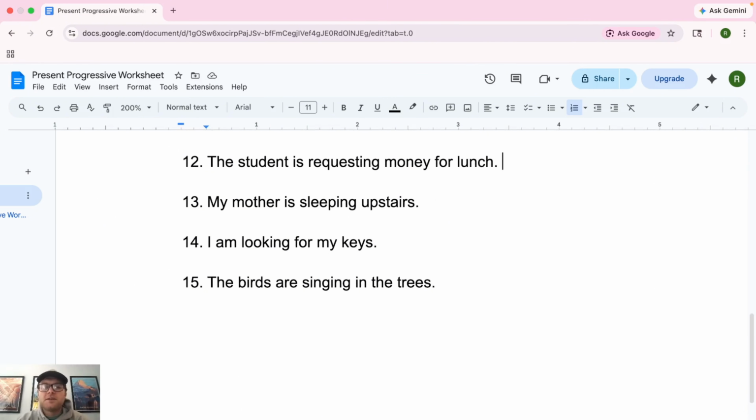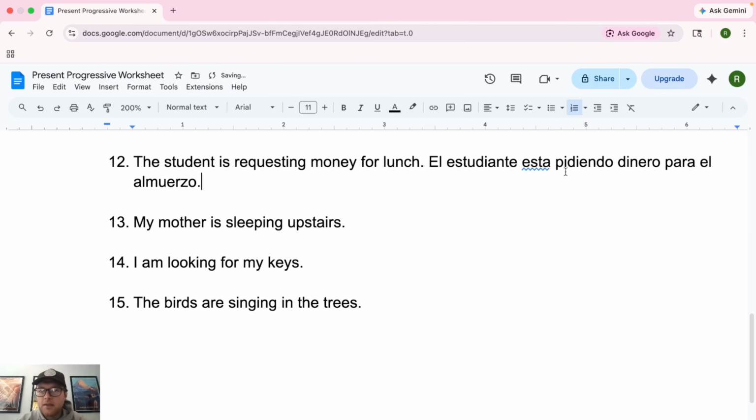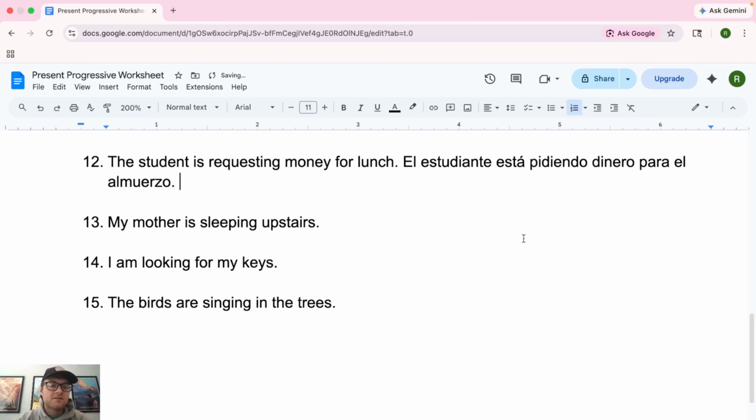Number 12. The student is requesting money for lunch, so take a second. Okay. The verb here is pedir, all right, because they're asking, they're requesting. Remember, pedir is one of our irregulars. So we have el estudiante está pidiendo dinero para el almuerzo. And then está gets that. So we do not write pediendo. Pediendo, yeah, it sounds ugly. Pidiendo sounds so much better.